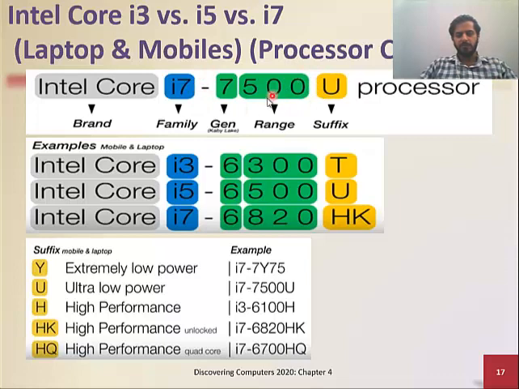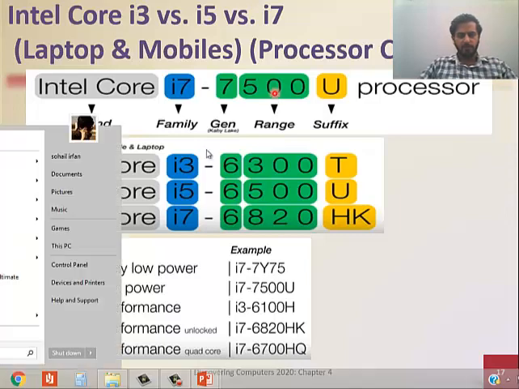This is very important because the first number in the 4 digits is the generation of your system, and at the end you have a suffix which again represents some attribute of your system. If you have a U, it means you have an ultra low power system. It means your system is utilizing very low power. And the range, such as 500, also defines the characteristic of your laptop or notebook, but the higher the range, the better the performance of your system.